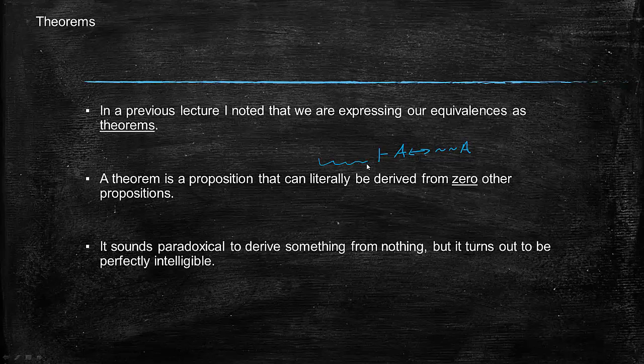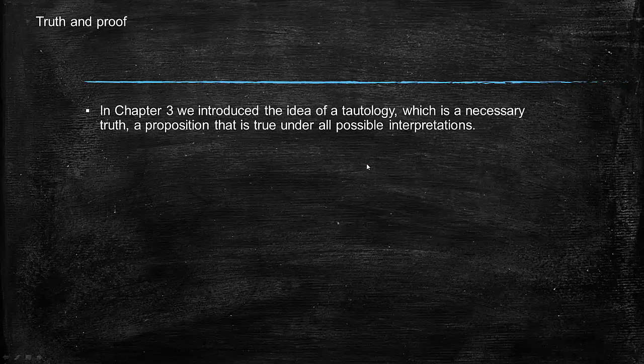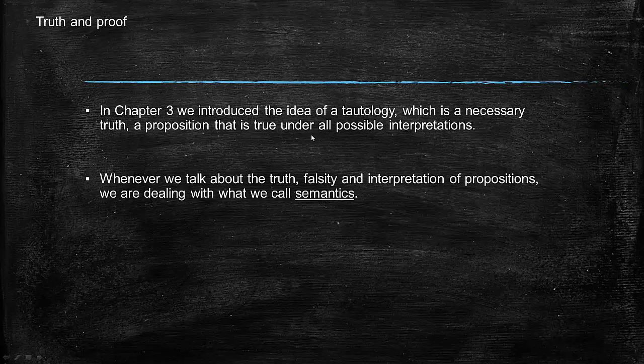Now, that sounds paradoxical. We're always told that you can't get something from nothing, but it actually turns out to be a perfectly intelligible idea, and it's just true that we can get something from nothing in logic. So how does that work? Well, in chapter 3, you'll remember that we introduced the idea of a tautology, which is a necessary truth, or a proposition that is true under all possible interpretations in its truth table.